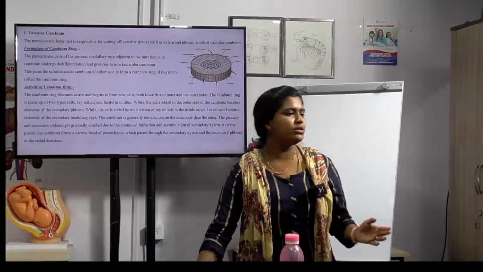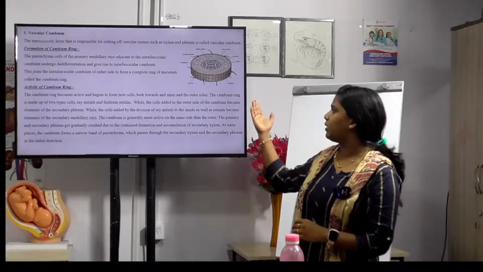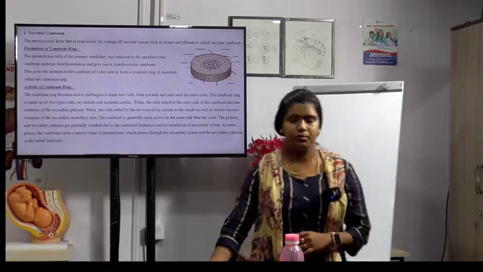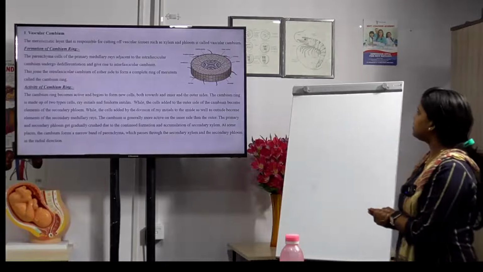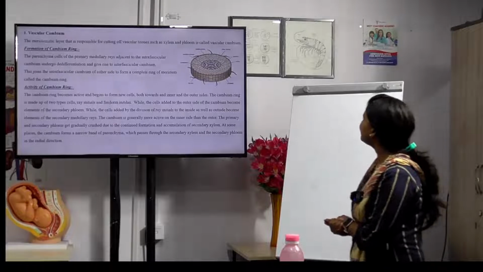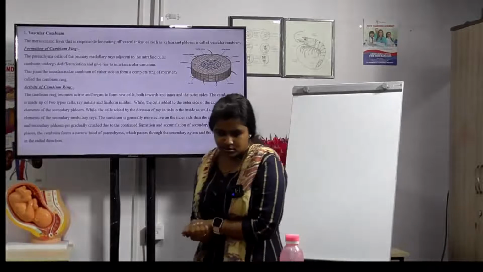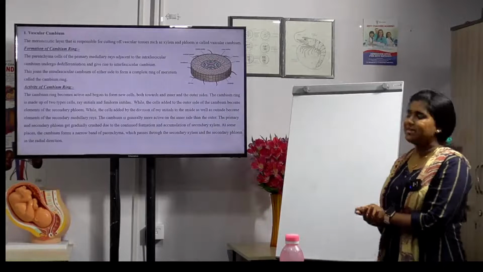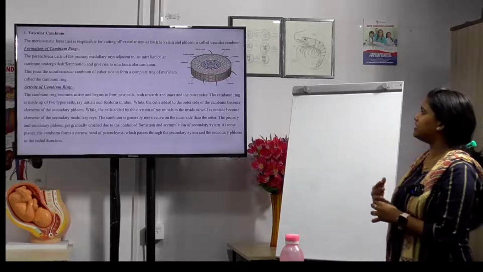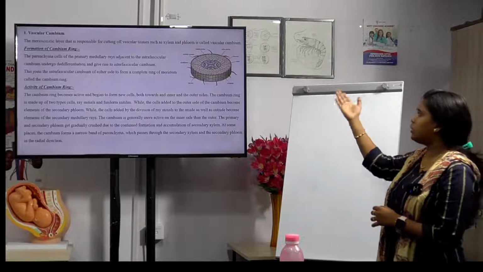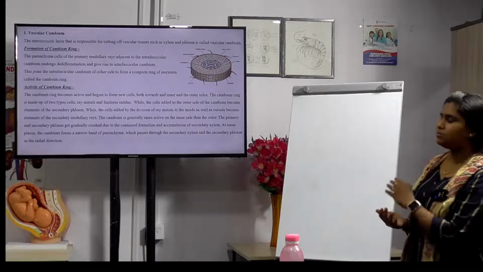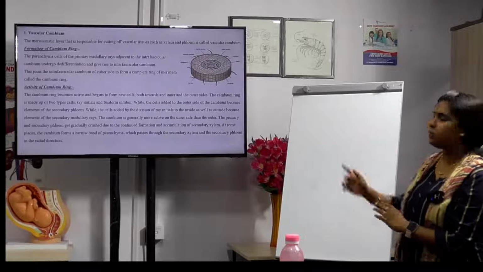The secondary growth is based upon two components only. One is vascular cambium, and another is what? Cork cambium. So, vascular cambium is the meristematic layer that is responsible for vascular tissues, that is xylem and phloem. So how does the cambium ring form, round?